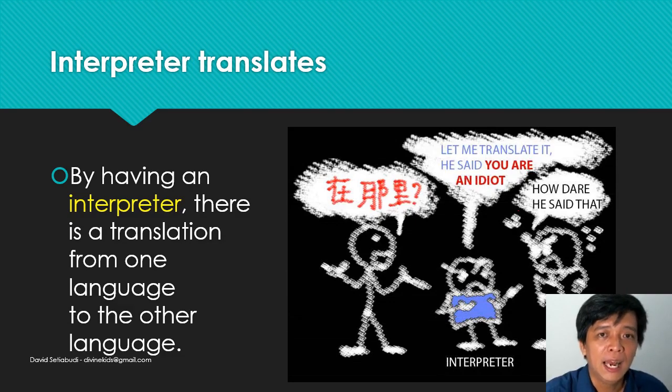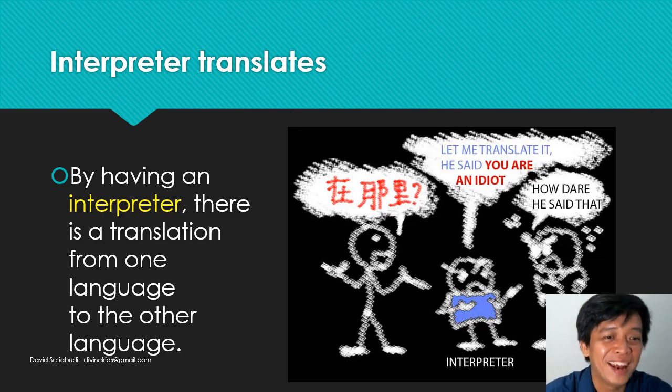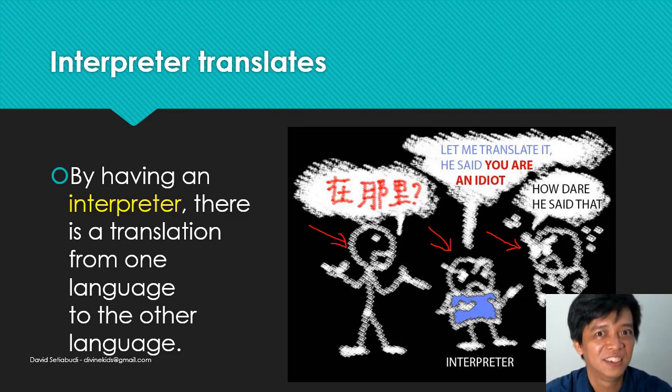So, let's see from this cartoon, but it's a joke, okay? I hope you get it. So, the first person says, this one is the first person, 在哪里? And then comes this short guy, which is an interpreter. He said, let me translate it. He said, you are an idiot. And then the third person said, how dare he say like that.